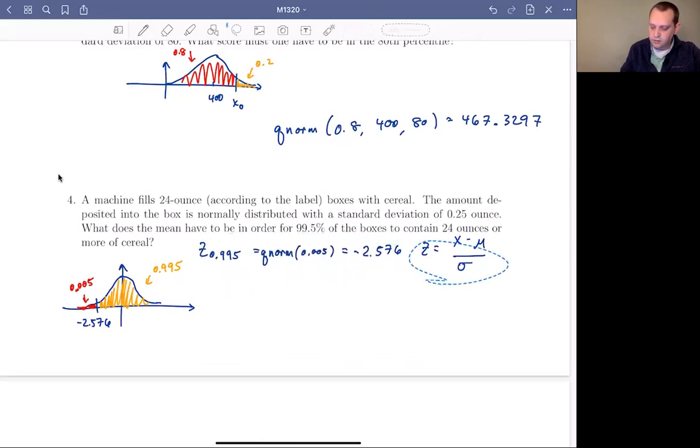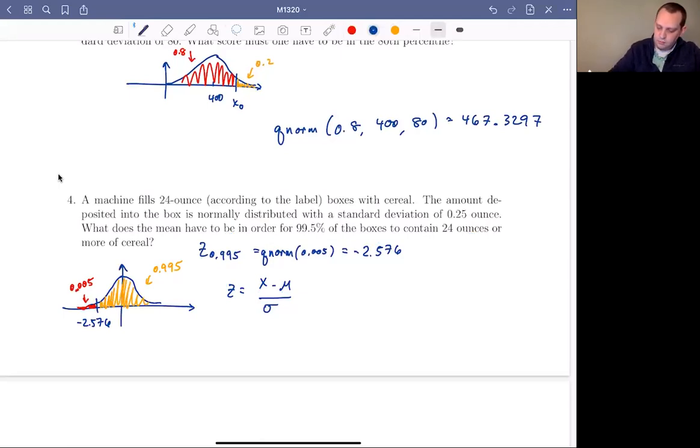All right, the other thing that we need is we need to go back and think about the question here in the context of what we had. A machine fills 24-ounce boxes. We want to figure out what does the mean have to be so that 99.5% of the boxes have at least 24 ounces or more of cereal. In other words, we're going to have a new table here. So this was for the normal distribution. This is for the cereal.